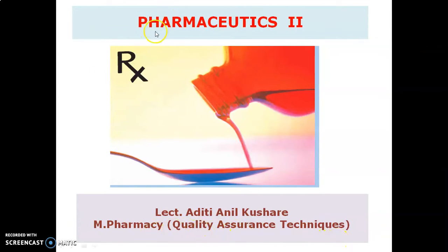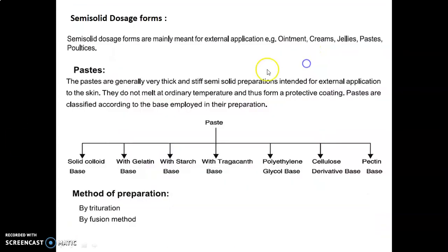Today we will discuss the experiments from Pharmaceutics 2. So we will discuss the semi-solid dosage forms. Semi-solid dosage forms are mainly meant for external application, for example, ointments, creams, jellies, pastes, poultices. In that, we will discuss the pastes.